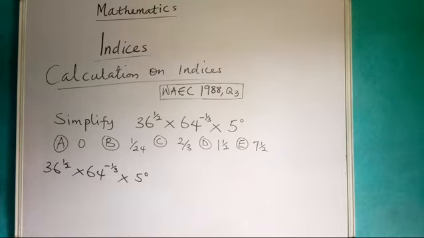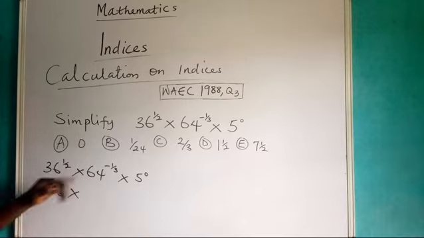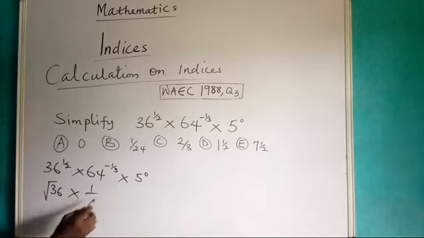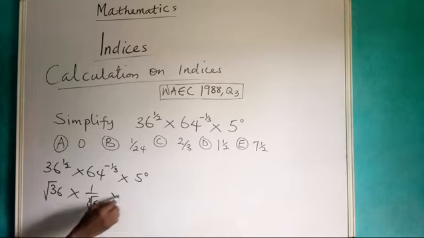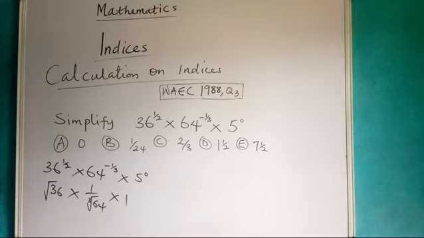I will have to apply the first step using the law of indices. Now, we have a fractional power here. I will have to take the square root of 36. Okay? We also have a fractional power, but it is negative. The first thing I need to do, I will say 1 over the cube root of 64 times 1, because whenever a base is raised to 0, the result will be 1.